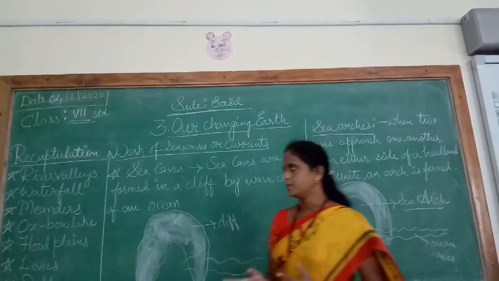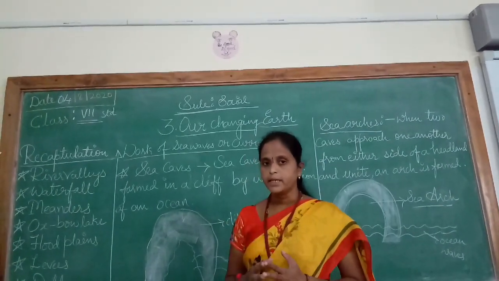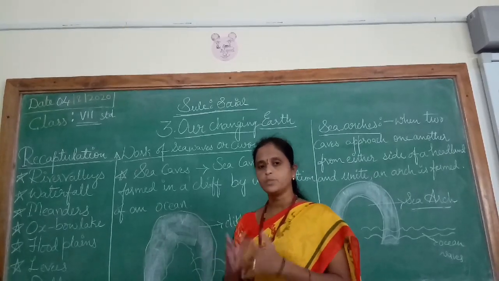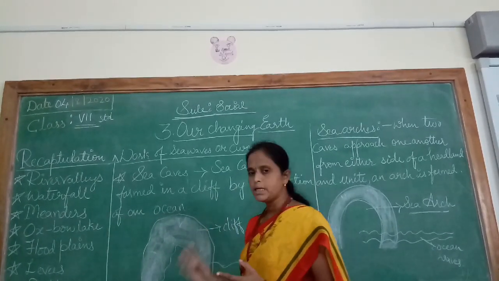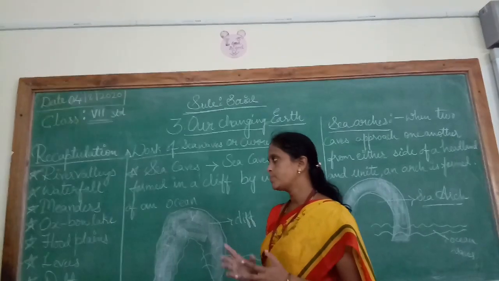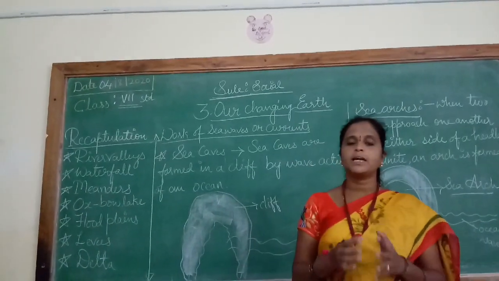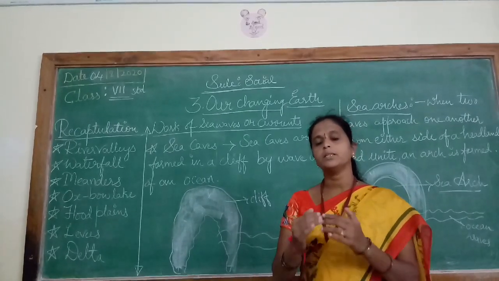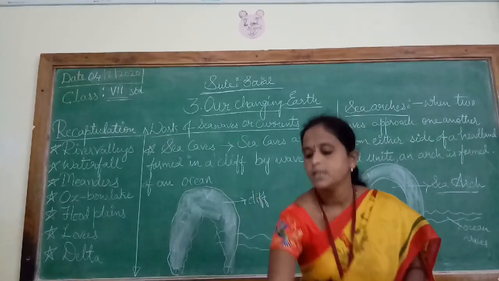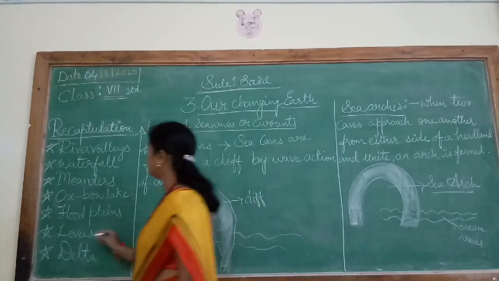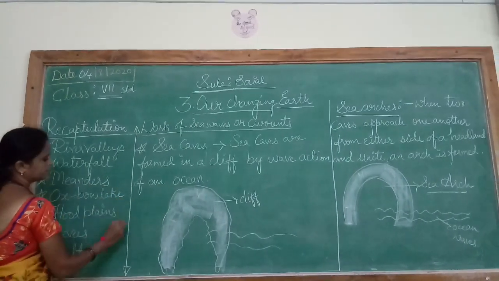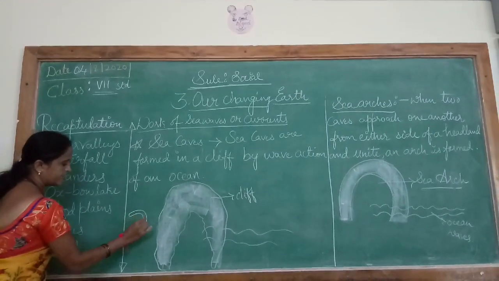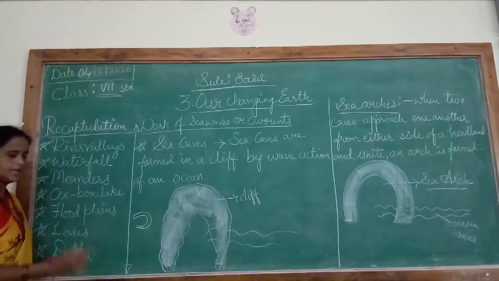Next, meander. When it enters the plain, it twists and turns and forms loops. They are called meanders. Next is oxbow lake. When in the fertile plain these loops cut off from the main river or the main stream, it forms a separate lake. I'll show you. See, this type of lake is called an oxbow lake.